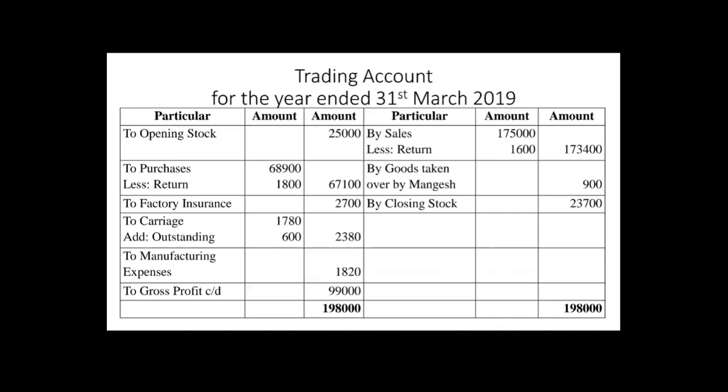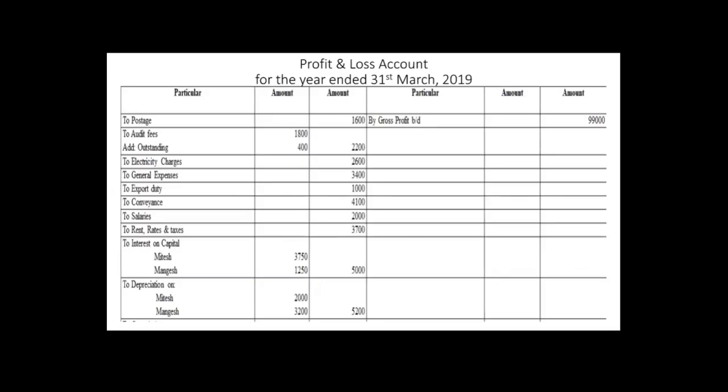That's why they are recorded in trading account. So manufacturing expenses is there in the trading account over here, and the amount is recorded directly in the second column as there is no adjustment on the manufacturing expenses. The next one is the electricity charges. Electricity charges is an indirect expenditure which is recorded in profit and loss account. So you can see electricity charges, and the amount is there directly in the second column as no adjustment is there.